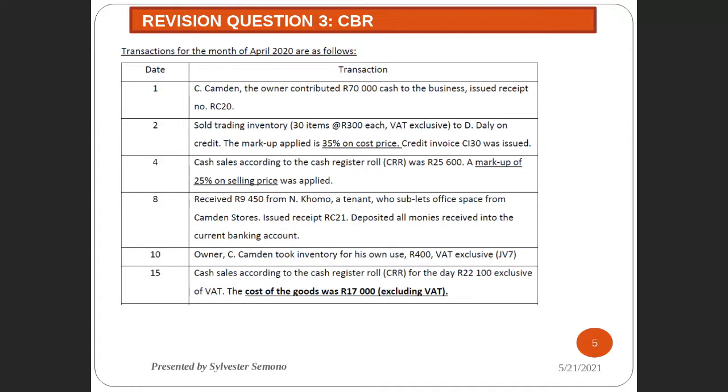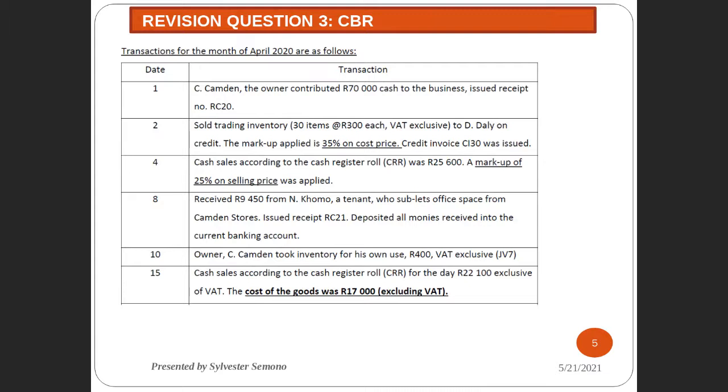subsidiary journals. Remember, we said we had CBR, CBP, PCJ, DJ, DAJ, CJ, CAJ, and the general journal. And I said for our test, they're only going to assess us on the CBR, CBP, and PCJ. You know them. We're talking about them as a theory. I'm not going to go back to the theory now.